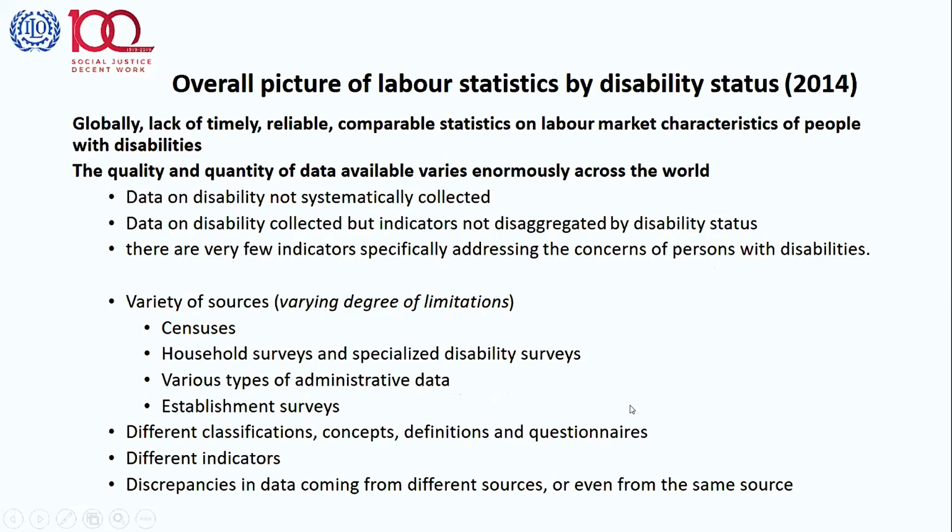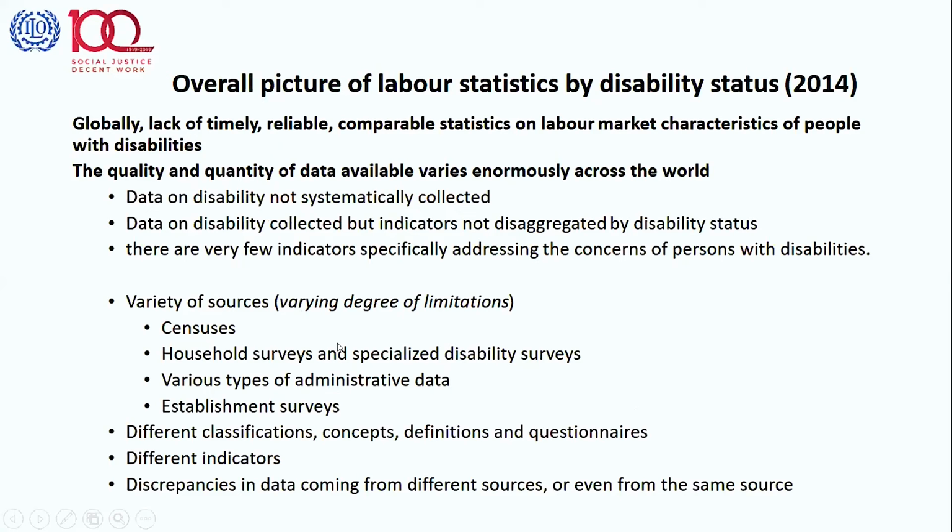So what is the current situation when it comes to the statistics on labor market characteristics of persons with disabilities? Globally, there is a lack of timely, reliable and comparable statistics. The quality and quantity of data available varies enormously across the world. Data on disability are not systematically collected. Sometimes they are collected, but they are not processed, not disseminated, or not disaggregated by disability status. And there are very few indicators specifically addressing the concerns of persons with disabilities.